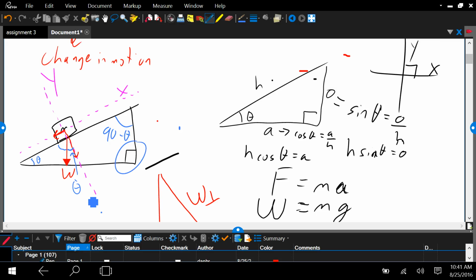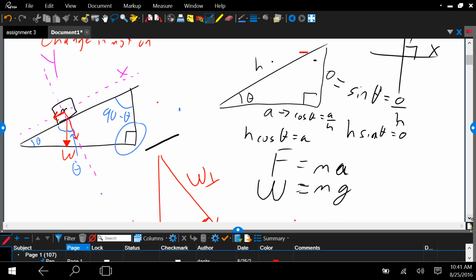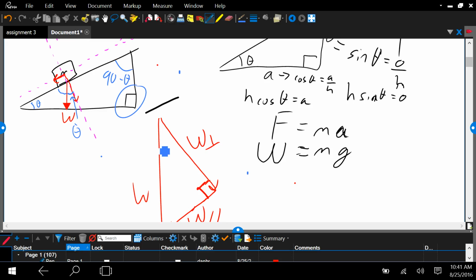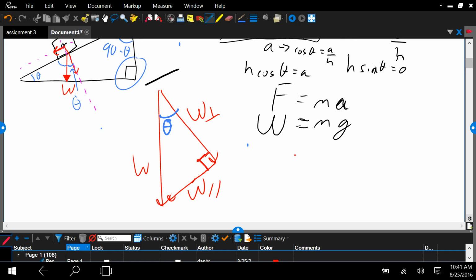Here's why that's important. Because in our red triangle we drew off here a moment ago, I now know that this angle up at the top is the same angle as the hill itself. So we're going to see in our homework set that we will often be given the angle of the hill. And we can break up the weight vector into two pieces, two components, to see how much of it is parallel to the hill and how much is perpendicular.